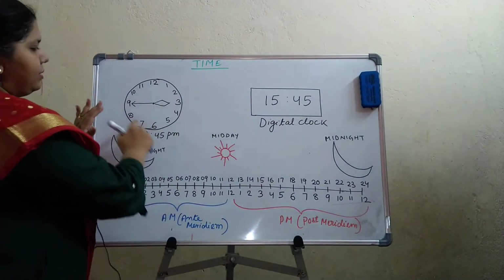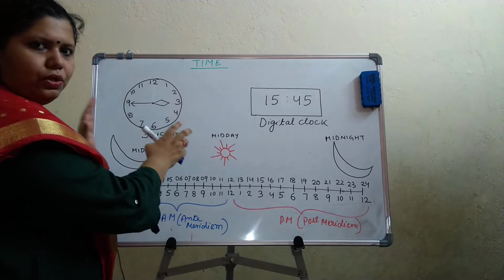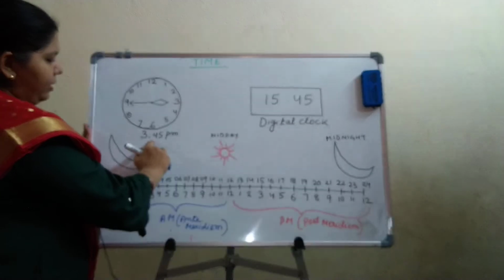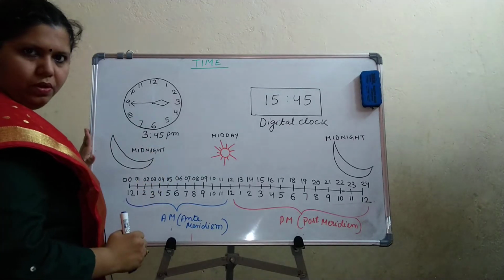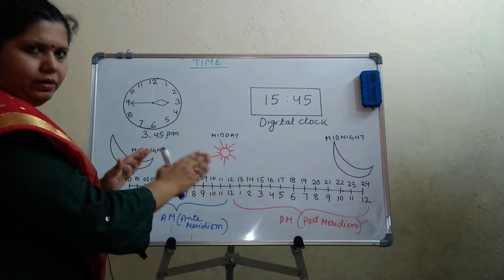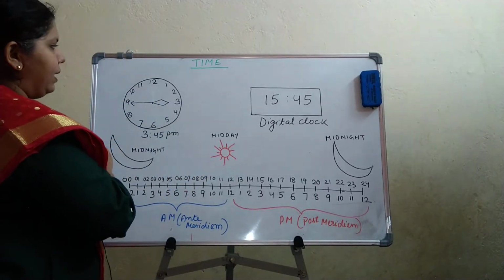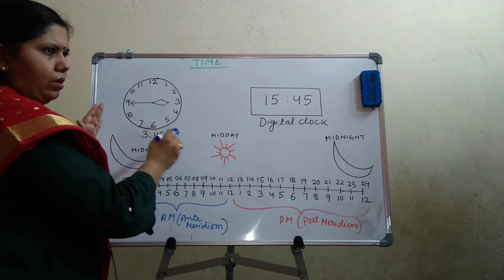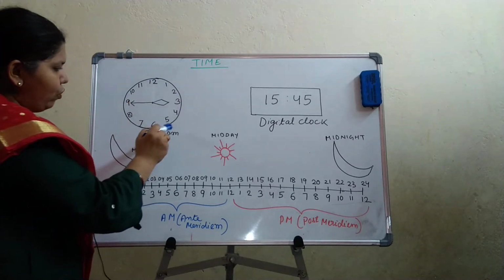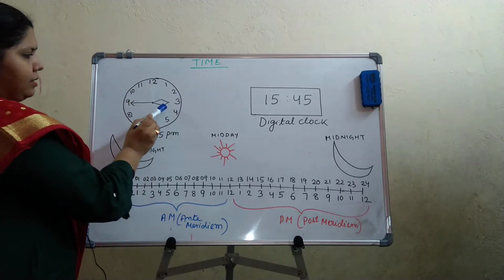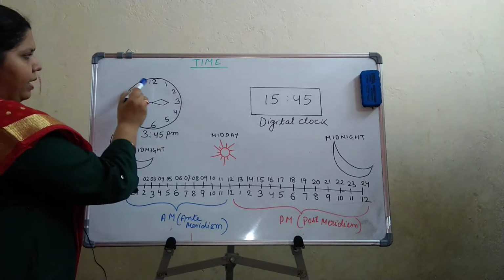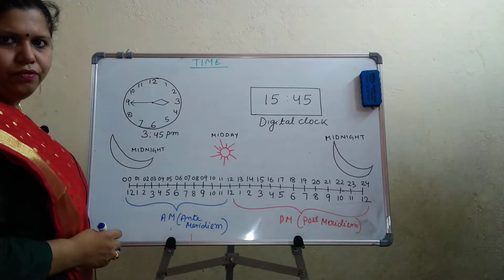This clock is the usual clock that you use in your home. This clock is showing a time. What is it? 3:45 p.m. I will come to it. What is p.m.? What is a.m.? Everything I will describe with you. First try to understand how this clock works. It starts at 12 and it moves in a circle like this. This is the hour hand, this is the minute hand. This hour hand will move in a circle, and again it will reach 12.